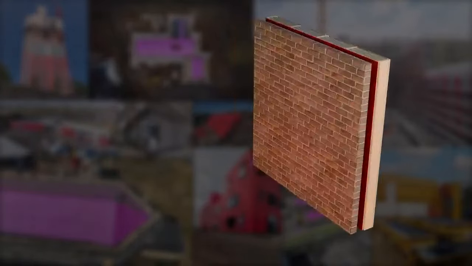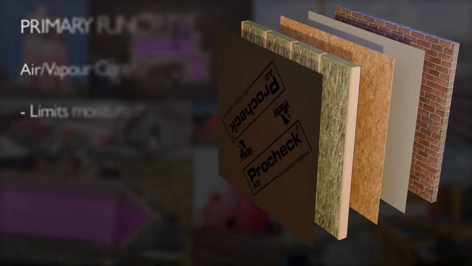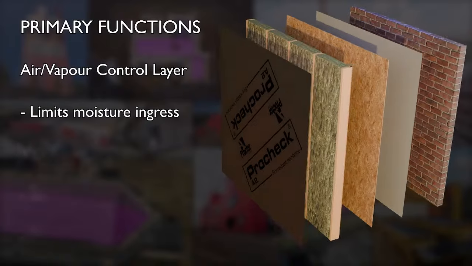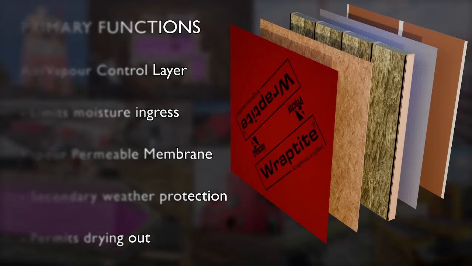If we now look at how the entire system works, in this case a wall, we can see each type of membrane has primary and secondary roles to play. Internally, the AVCL minimises condensation risk by limiting the ingress of vapour from the internal environment. Externally, the vapour permeable membrane prevents the ingress of moisture from external sources, whilst ensuring internal moisture can escape.